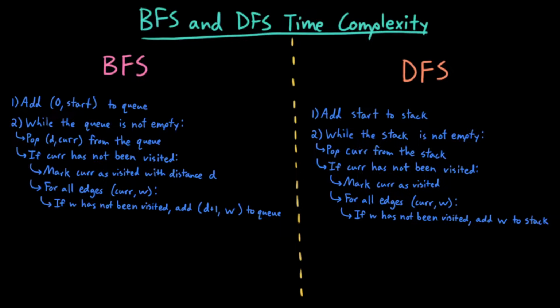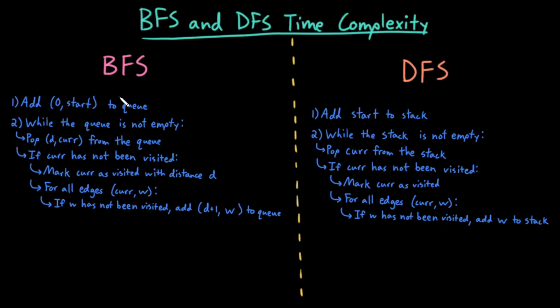So we have two fundamental algorithms for traversing graphs: breadth first search, or BFS, and depth first search, or DFS. And I've reproduced their algorithms here. One thing I want to emphasize now that they're side by side is that they should look almost identical.